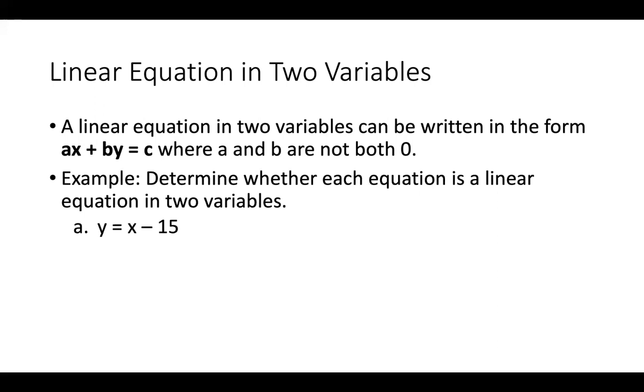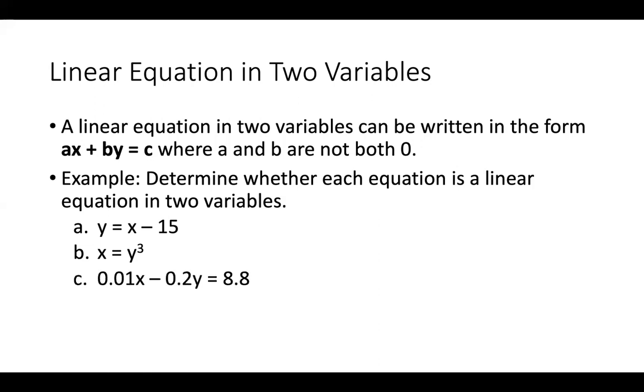y equals x minus 15 is a linear equation. You can rearrange that equation so it's in this form, for example, by subtracting x on both sides. That would give you negative x plus y equals negative 15. This is not a linear equation because y is raised to the power 3. So one requirement for a linear equation is that x and y are only to the first power.